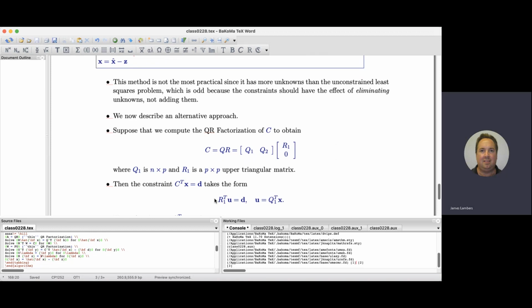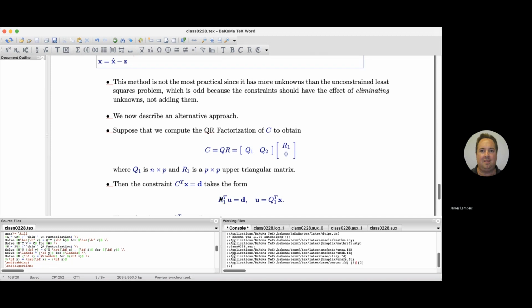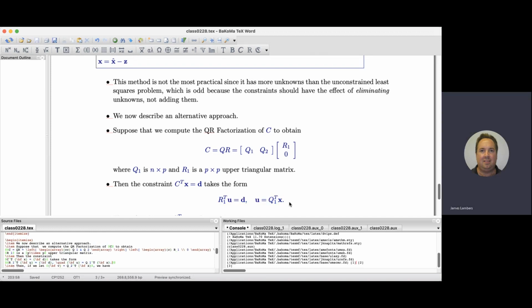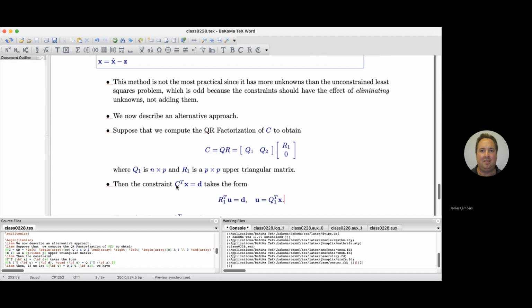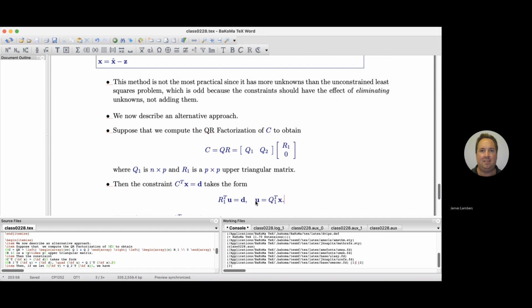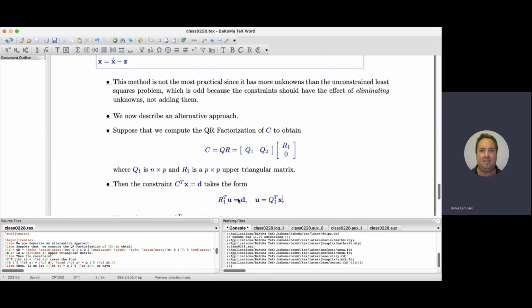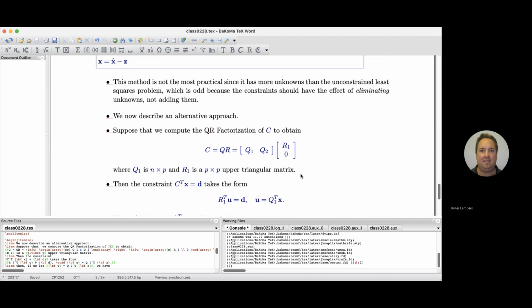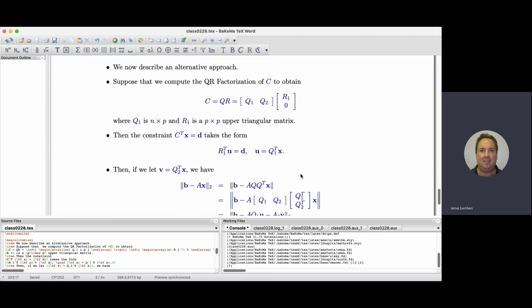So now we rephrase the constraints in terms of these two systems. If you replace C with QR, and then break this down into two stages, we define U to be Q1 transpose X, but U has to satisfy this system. Now, for convenience, we're going to define the other portion of X, Q2 transpose X, and call that V.